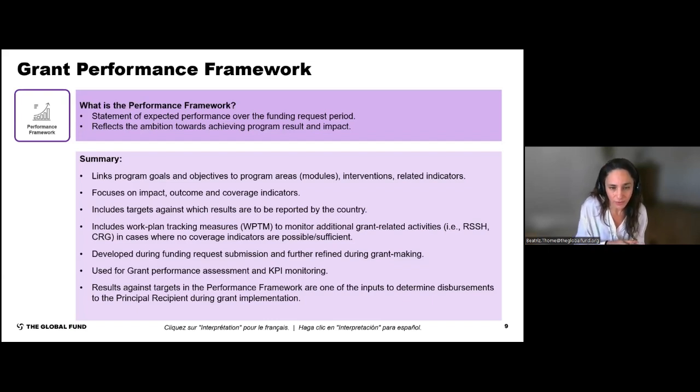Grant performance assessment will, of course, be key to the PRs, and also for KPI, so key performance indicator monitoring, alongside other data sources, of course, coming from other partners such as WHO, UNAIDS, etc. But just so everyone is aware, a lot of the KPI monitoring will also come from programmatic results, which is key. So results against the targets in the performance framework are again one of the inputs to determine disbursements to the PR during grant implementation. Hence, this being a key document as part of the relationship with the different PRs. Next slide, please.